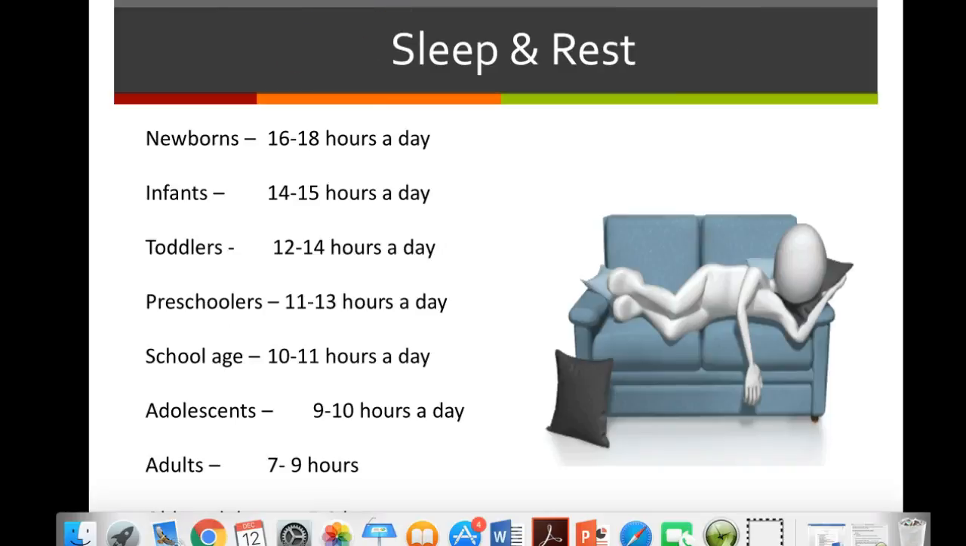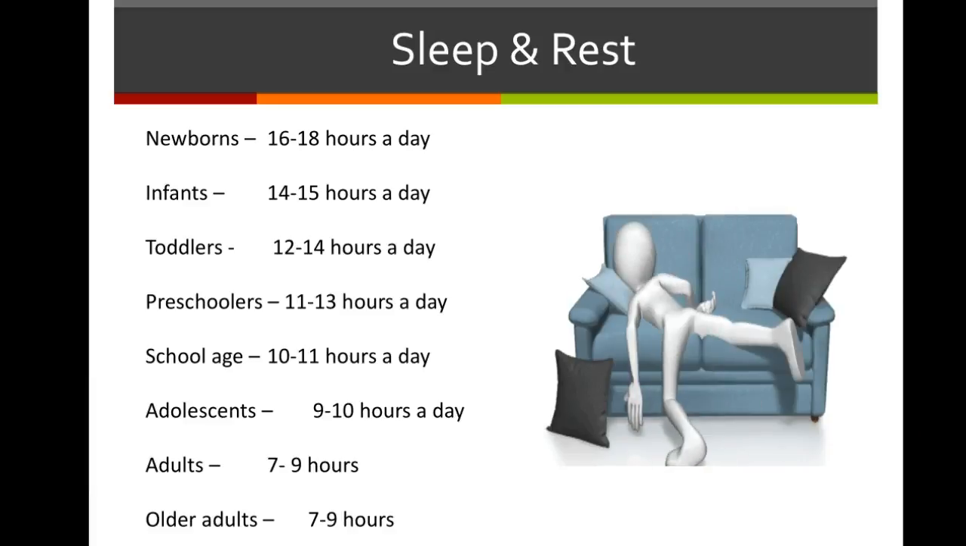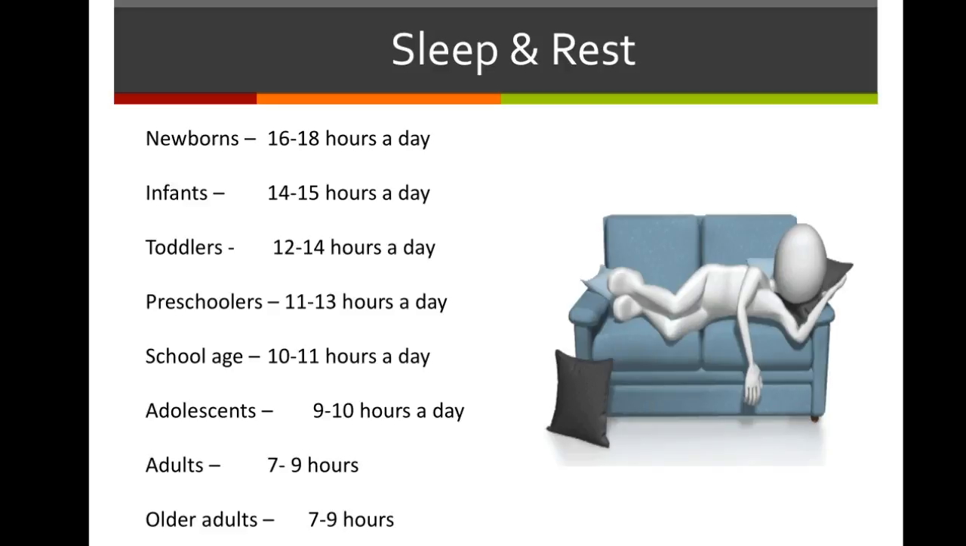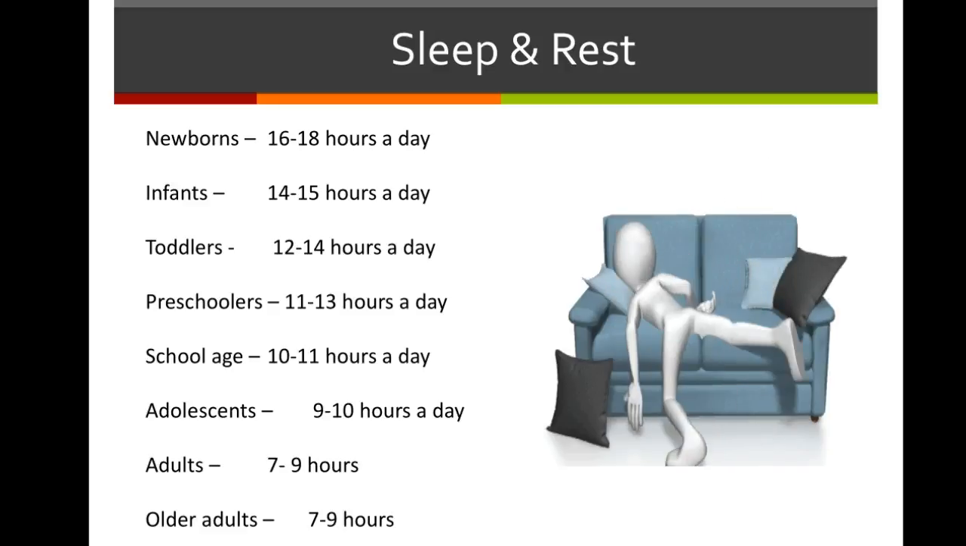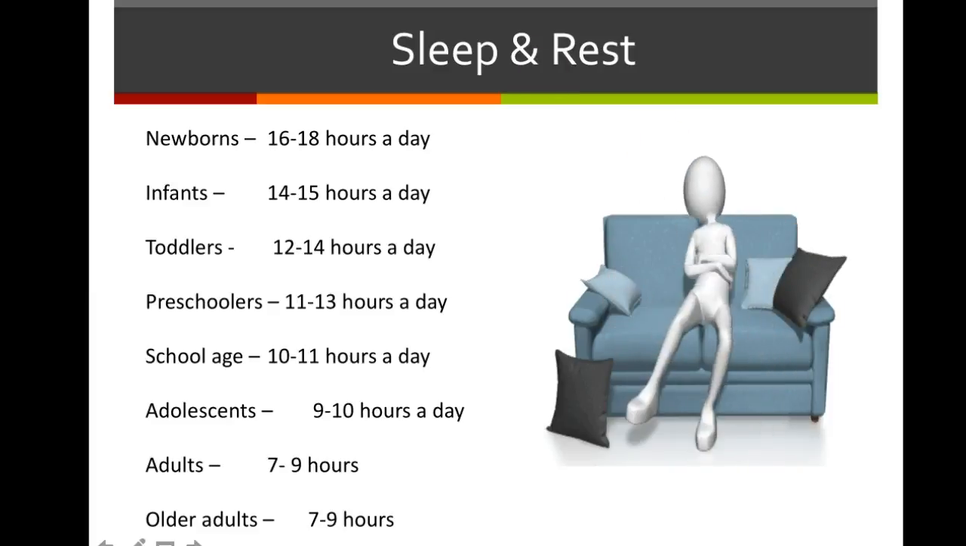For the rest and sleep portion of the talk, you need to first understand how much sleep each individual age group needs. So newborns need about 16 to 18 hours a day, infants 14 to 15 hours, toddlers 12 to 14, preschoolers 11 to 13, school age 10 to 11, adolescents 9 to 10, adults need 7 to 9, and older adults need 7 to 9 hours. So you can see the older we get, the fewer hours we need, but that does not mean that we're getting the quality that we need. So we have to take that into consideration. It's not just the quantity, but the quality of sleep.